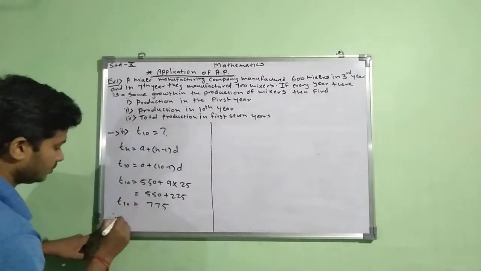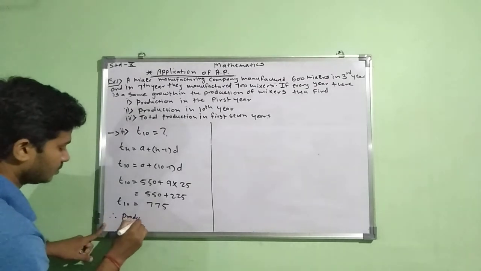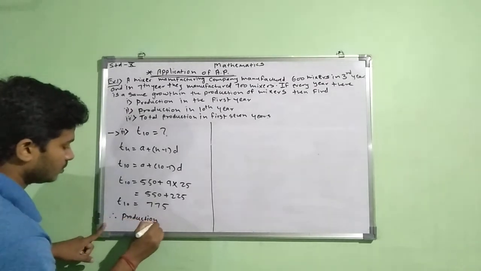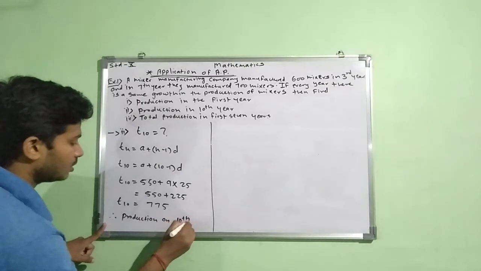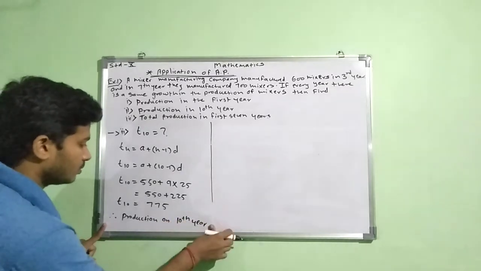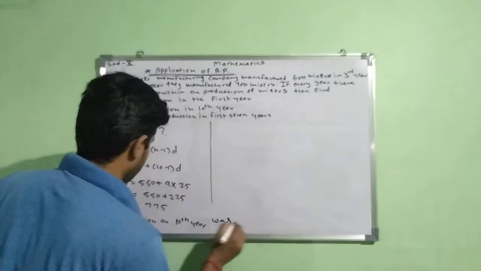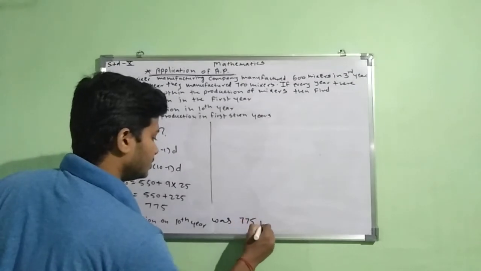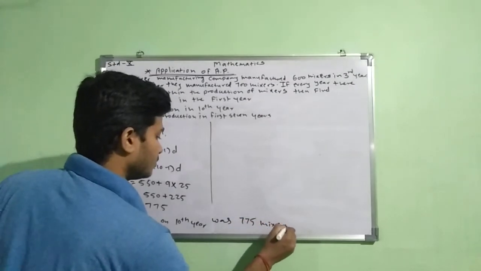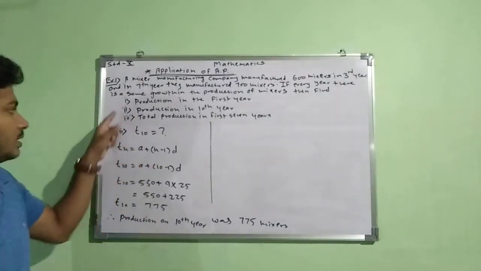Therefore, production in 10th year was 775 mixtures. Okay, so this is how we have to find that second value.